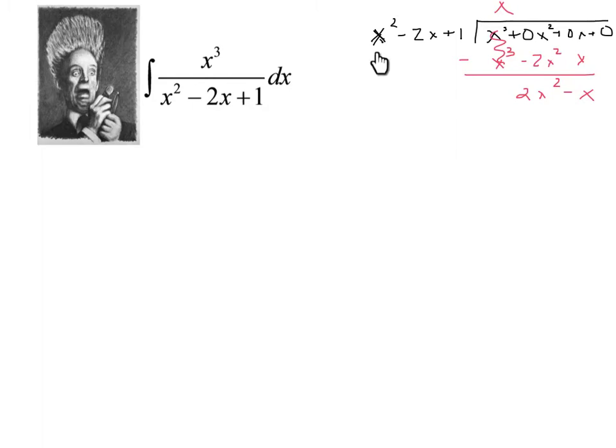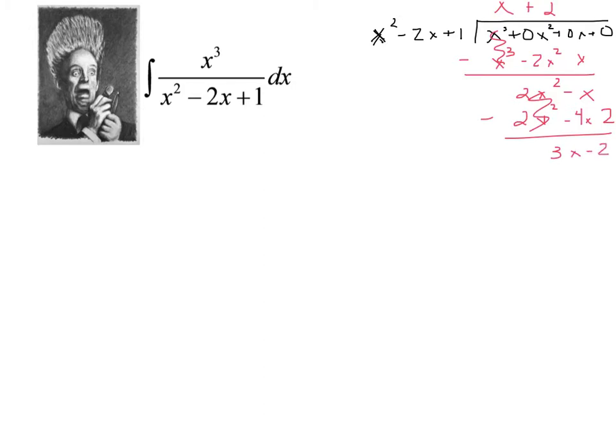x squared multiplied by what is 2x squared? Of course, it's just 2, so we have a plus 2 up here. 2 times x squared is 2x squared. 2 times negative 2x is negative 4x. 2 times 1 is 2. We subtract. This is gone. Negative x minus negative 4x is 3x. 0 minus 2 is negative 2.